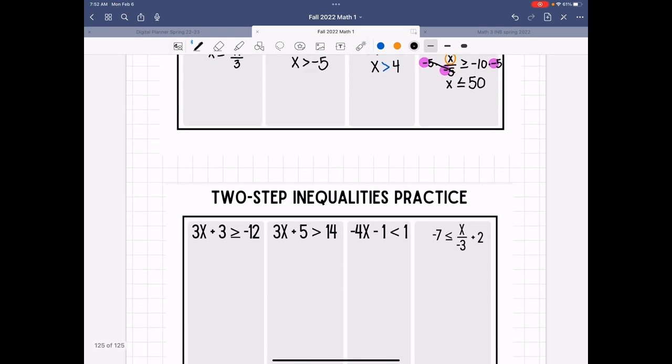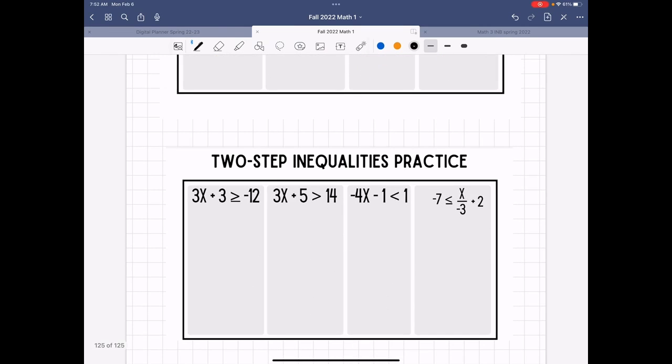Now, the next ones are practice. If you want to pause the video right here and try these, and then you can start this back, and I'm going to go through them.